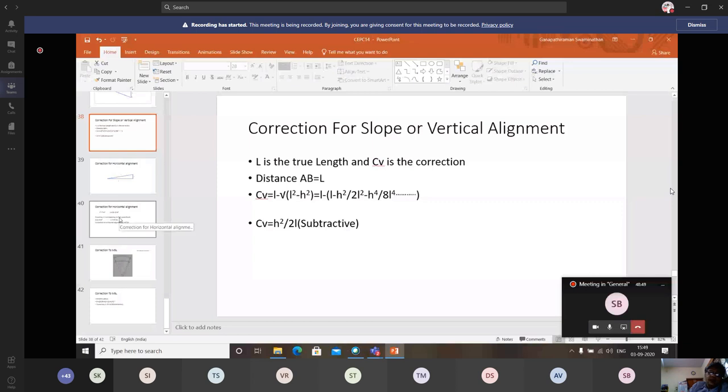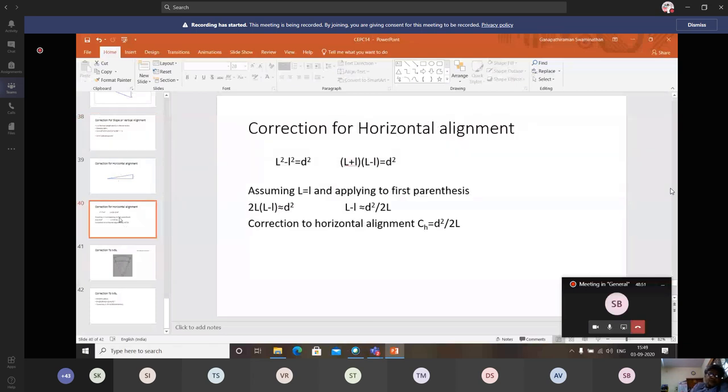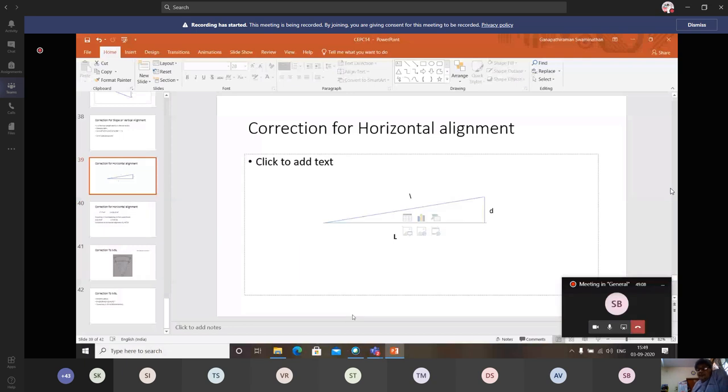Correction for horizontal alignment. So what is the shortest distance between 2 points? Shortest distance between 2 points is a straight line. Sometimes you will be out of alignment. You are supposed to have your chain line like this, but you measure this way. There is a horizontal shift.